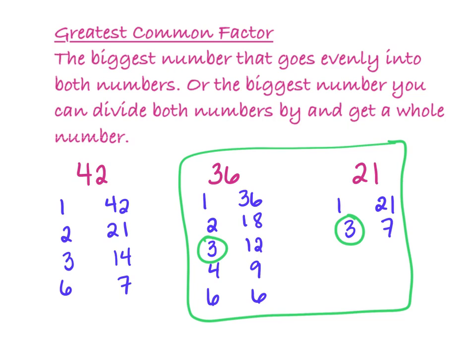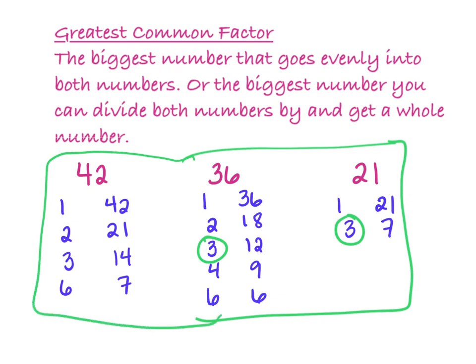Then if we look at all of our numbers together, we can note that 3 also shows up on 42's list. So the greatest common factor for all 3 of these numbers would be 3.